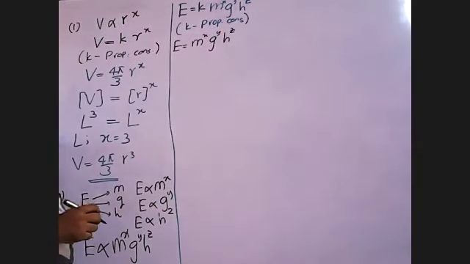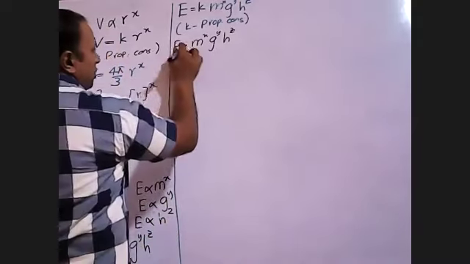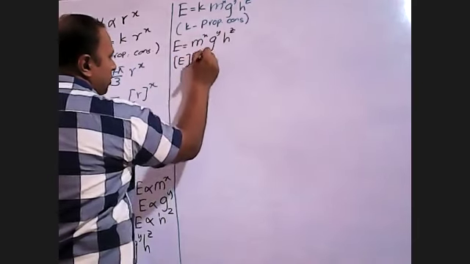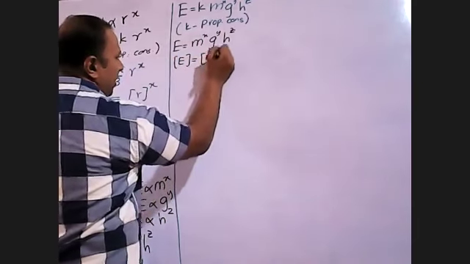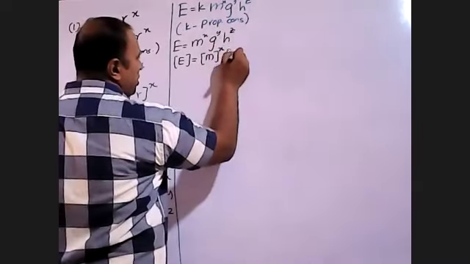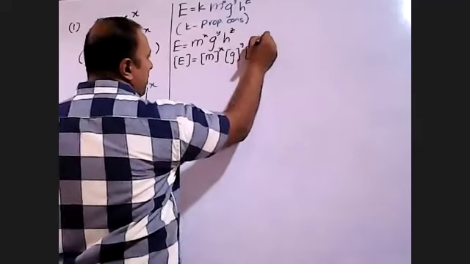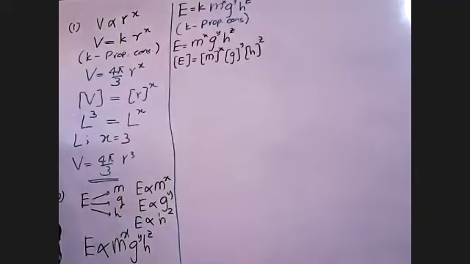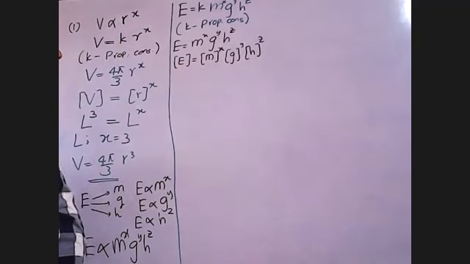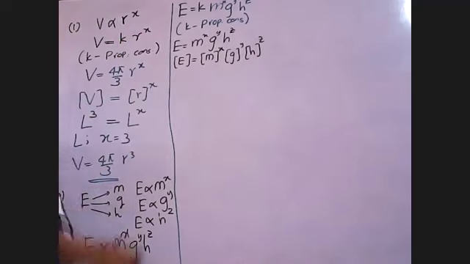Now I can apply the dimensions. So the dimension of E should be equal to the dimension of m to the power x, dimension of G to the power y, dimension of h to the power z. This step is very important. What is the dimension of E?